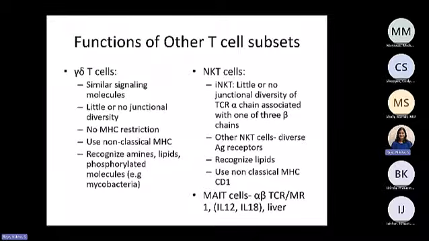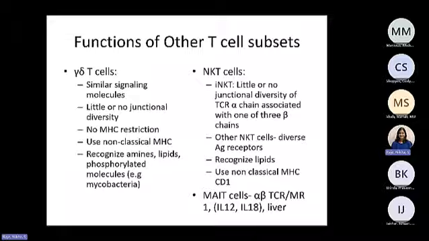NKT cells, there are cells called invariant NKT cells that again do not have as much diversity. They do have the T cell, so they have the alpha chain associated with a beta chain, but they also have the NK cell surface markers. And they recognize lipids. They use CD1 non-classical MHC for presentation to them.